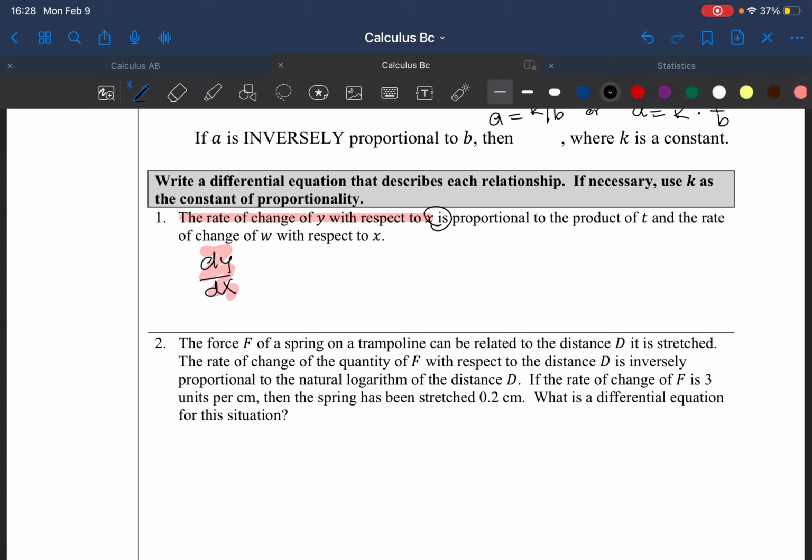Then we have "is", so that's equal to. And then we have proportional to the product of t. Proportional means our constant is being multiplied. So this is going to be k times t. And then it says, and the rate of change of w with respect to x. So we would write that as dw dx. And that would be our differential equation.